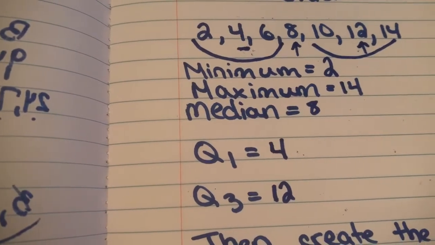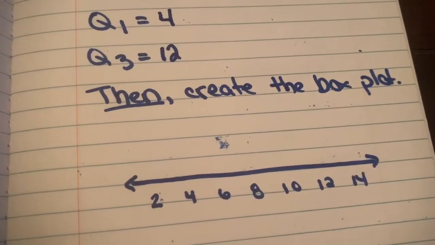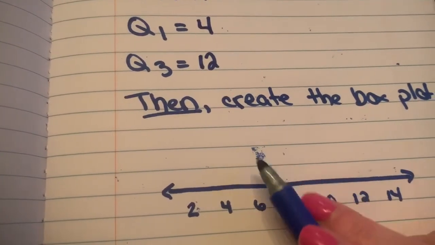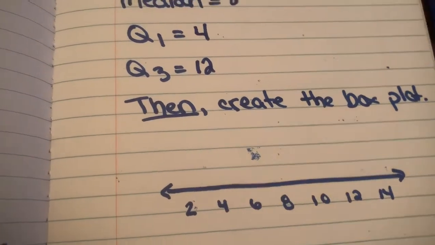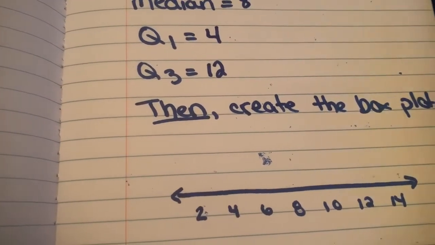The last part is just to create the actual box plot. So to create the box plot, you're going to need a number line, and then we're going to be creating a box that goes on top of it, and you're going to see in a moment why they call it a box and whisker plot as well.